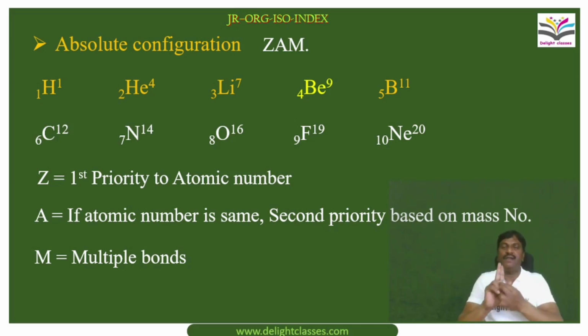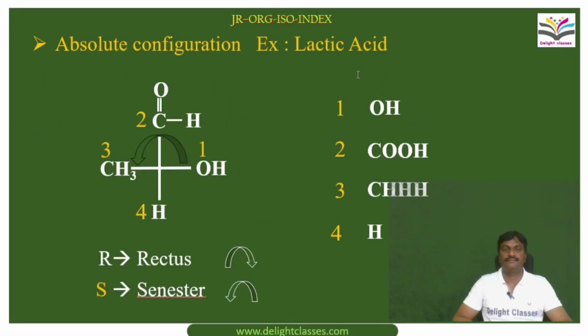For example, carbon is connected to one oxygen atom. So here, how many oxygen atoms are there? 1 and 2. Like that you have to consider. See the example, lactic acid. Now here, in the vertical line there is the least priority atom. In the vertical line there is a hydrogen atom, whose atomic number is very low. The least priority goes to the hydrogen atom.